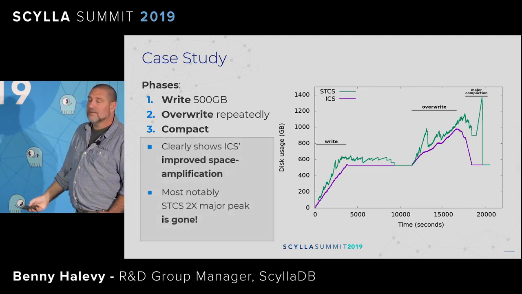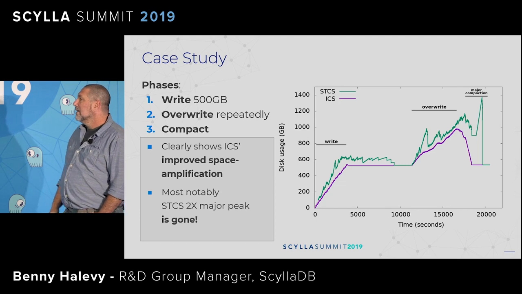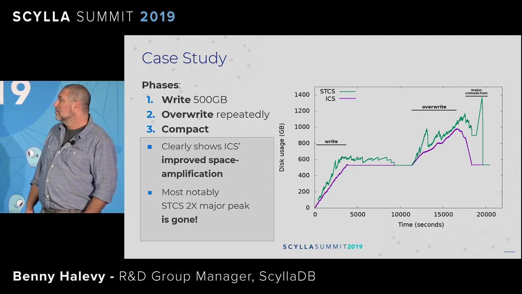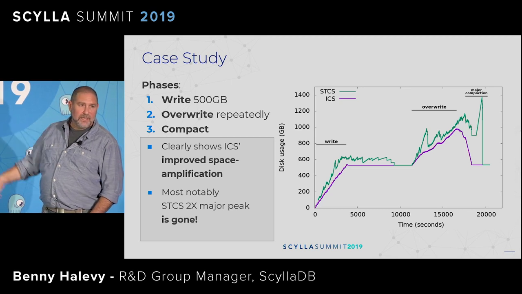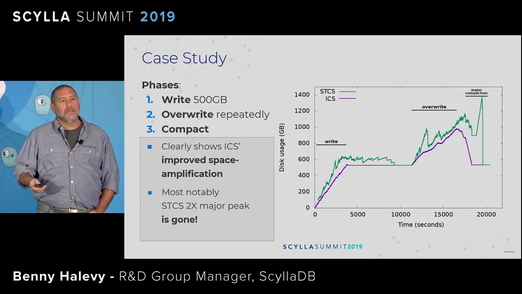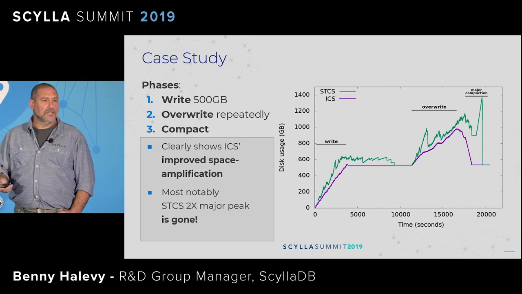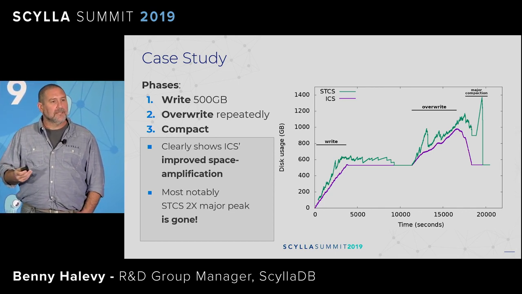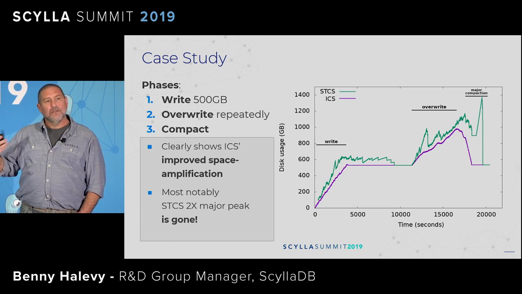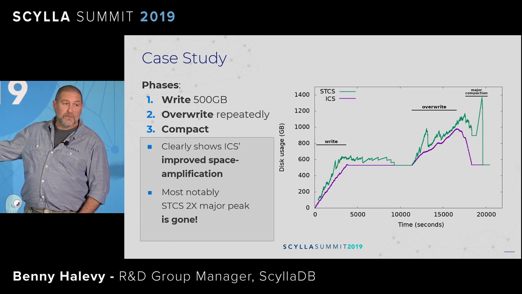So that's the bottom line for ICS. It shows that we improved space amplification, and we got rid of these high peaks. And that allows you to run at a much higher utilization. So we could recommend running at like 80% of your disk space versus the recommendation to run at 50% with STCS.